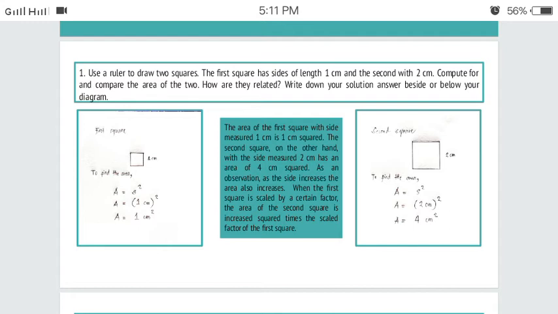So the explanation: the area of the first square with side measured 1 centimeter is 1 centimeter squared. The second square, on the other hand, with the side measured 2 centimeters has an area of 4 centimeters squared. As an observation, as the side increases, the area also increases. When the first square is scaled by a certain factor, the area of the second square is increased by the scale factor squared times the area of the first square.